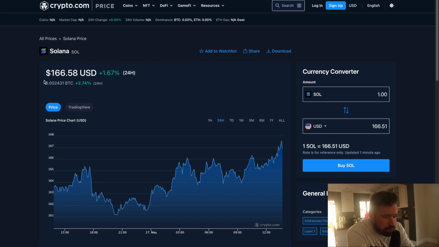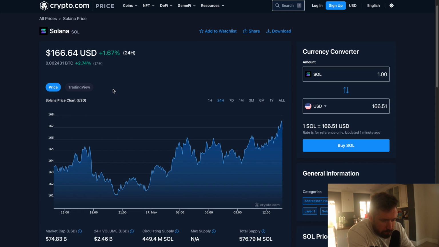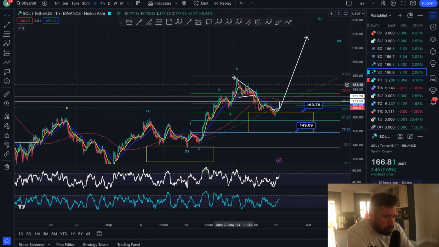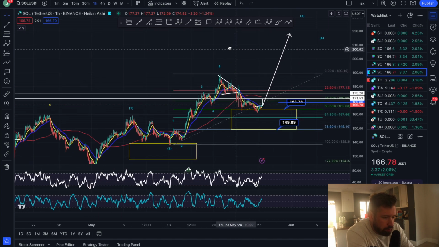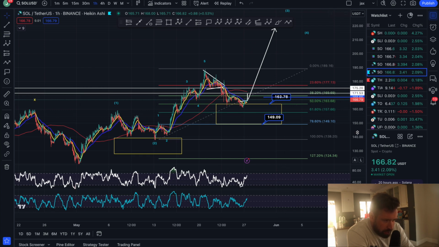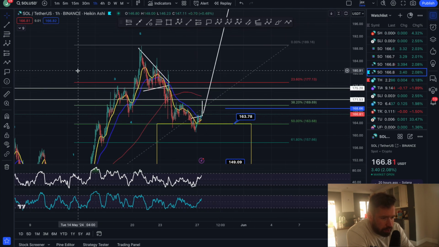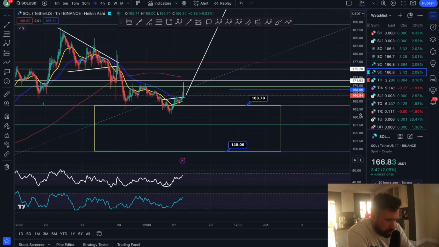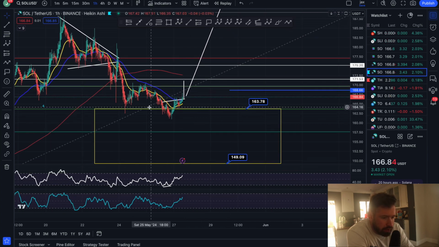Hope you're doing well. We're going to go over Solana sitting at 166, up 1.6 on the day. Market cap 74 billion, 24-hour volume 2.46 billion. So we had a nice 5-wave move off the low, coming back in a wave 2 pullback. We can break out from here. We are starting to see a nice little push. We are in a Solana trade. You can get completely free access to my trade signals at the end of the video.